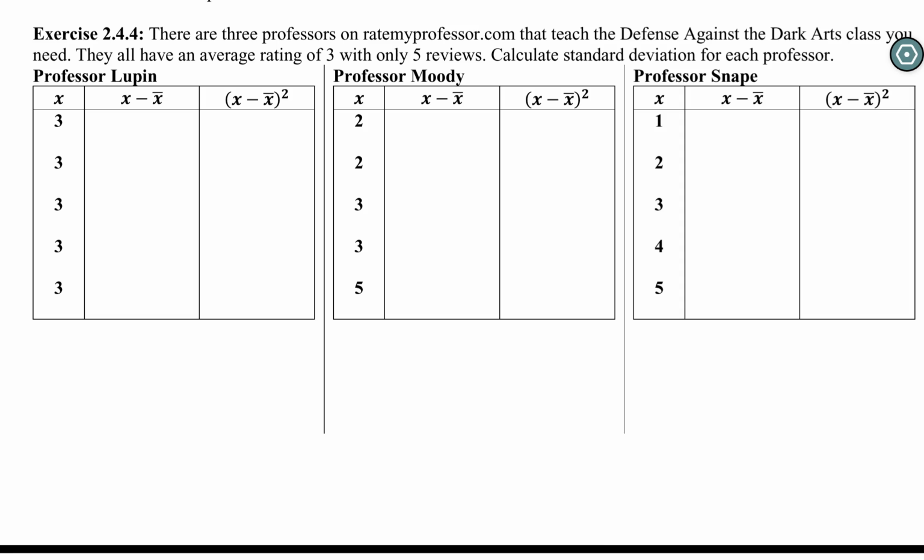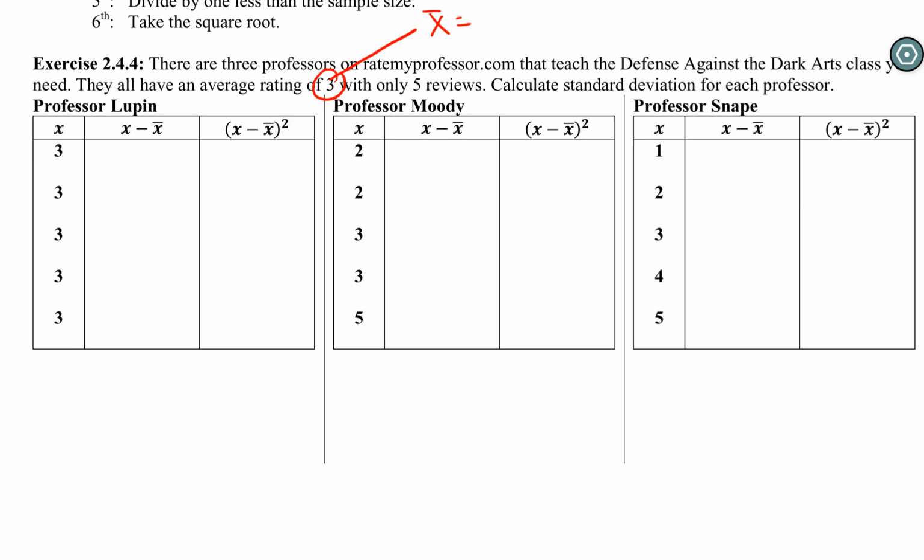So the first thing we need to do is figure out how much the actual observations deviate from the mean, right? Let's do our xi's minus our x bar. Every single one of these, we've been told the average rating x bar is equal to 3. And I have calculated them. They are all equal to 3, I promise. So for Lupin, that means there is 0 deviation on every single one of those observations. And if we take 0 and square it, it's still just 0, right?